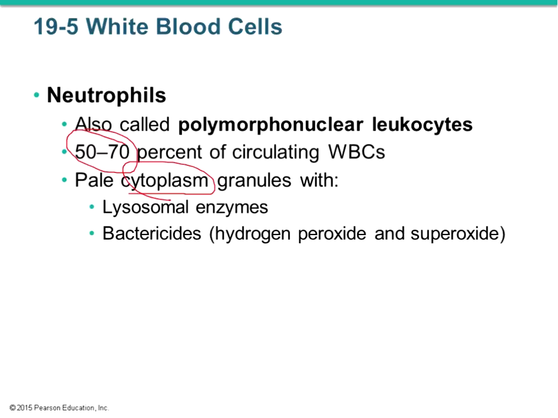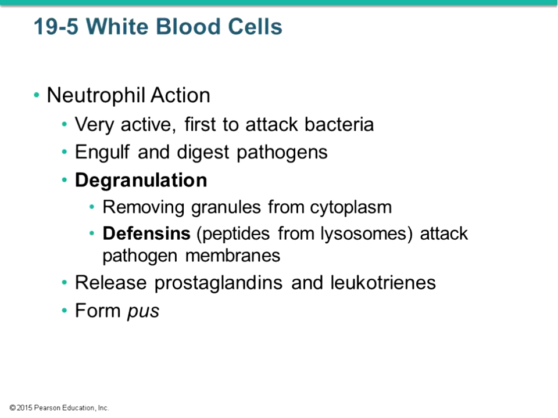They have a paler cytoplasm, as I mentioned, has lysosomal enzymes and other types of things that can cause destruction and damage to abnormal cells. They're very active. They're typically the first to attack or arrive at a bacterial site or infections. As I said, they can engulf and digest pathogen.